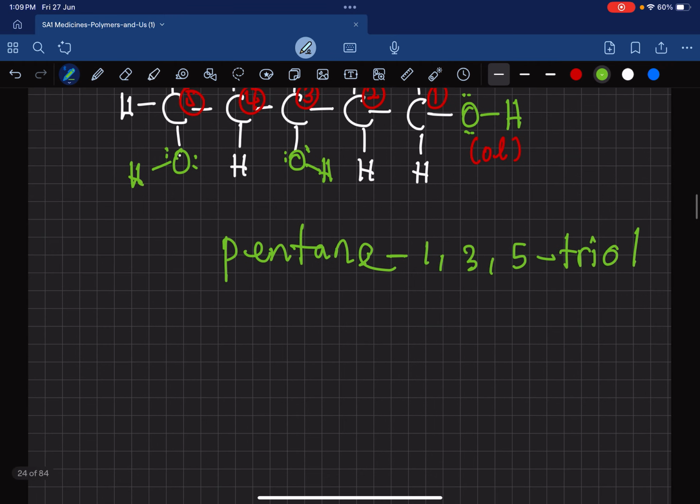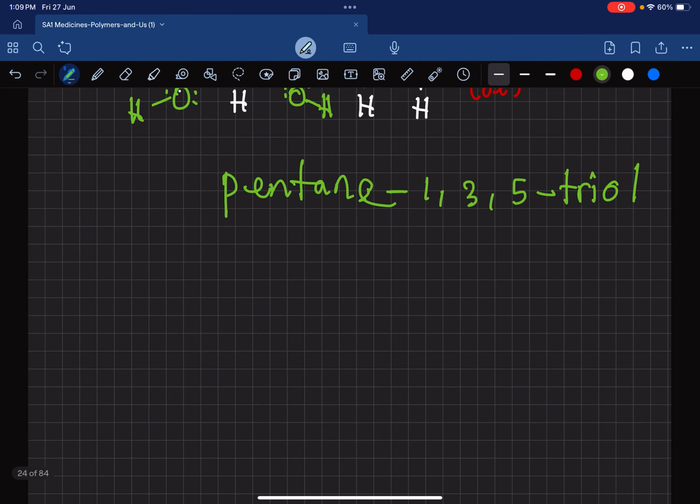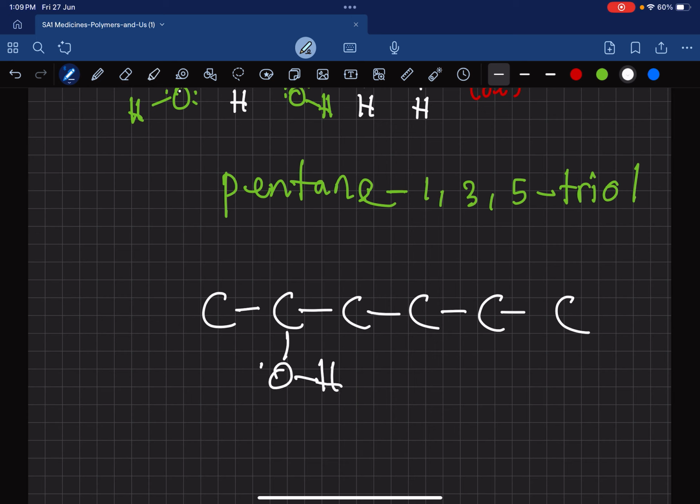Okay, so let's say we have something like this. 1, 2, 3, 4, 5, 6. Let's say we put an OH over here. Let's say there is a methyl over here. Okay, let's say something like this.